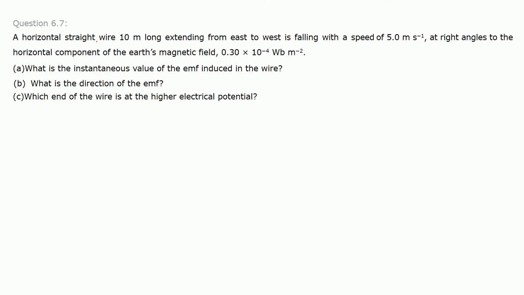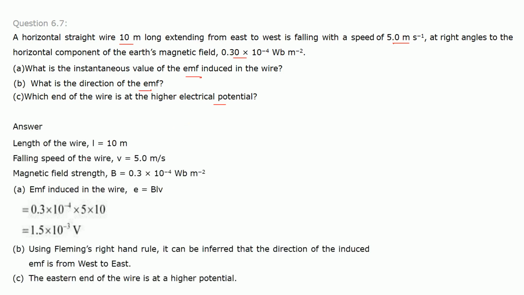A horizontal straight wire 10 meter long extending from east to west is falling with a speed of this much at right angles to the horizontal component of the earth's magnetic field, which is given by this value. So what is the instantaneous value of the EMF induced in the wire, what is the direction of the EMF, and which end of the wire is at the higher electrical potential?